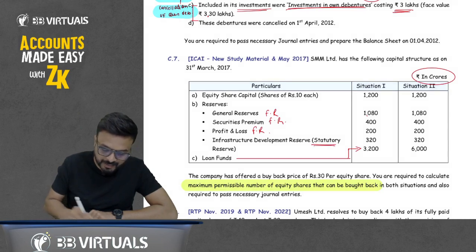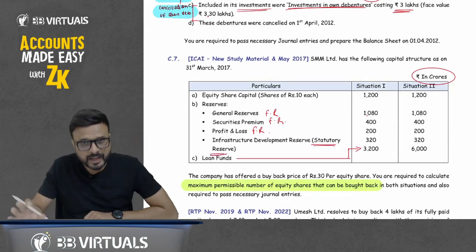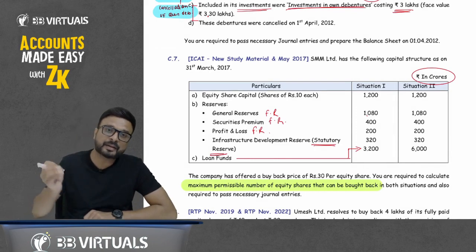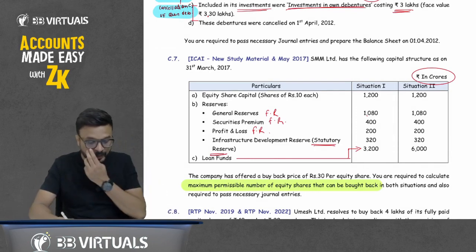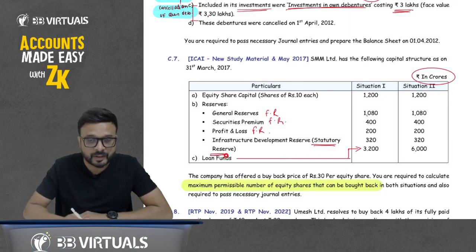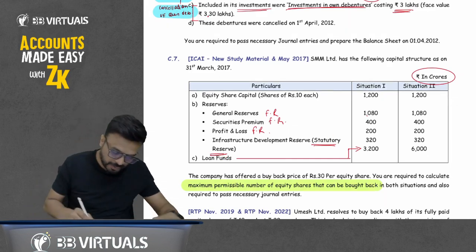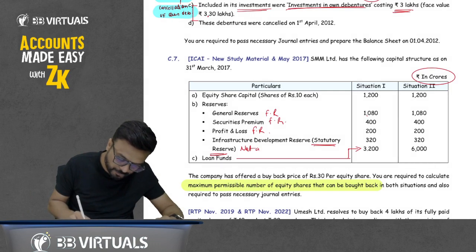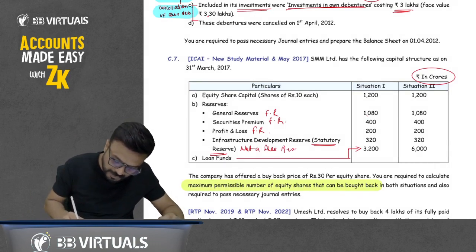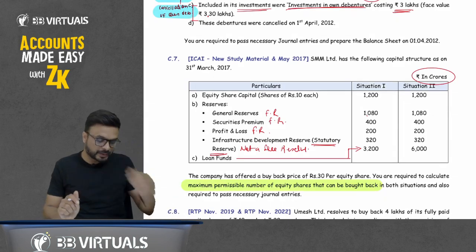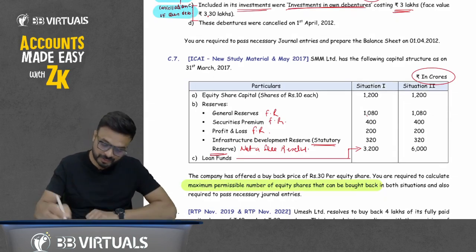Then this infrastructure development reserve. You can see here in brackets, statutory reserve. There are certain reserves which the company is required to maintain, mandatory by law. We call it statutory reserve. So that is not a free reserve. So when we calculate free reserve, we will consider general reserve, securities premium and profit and loss account.